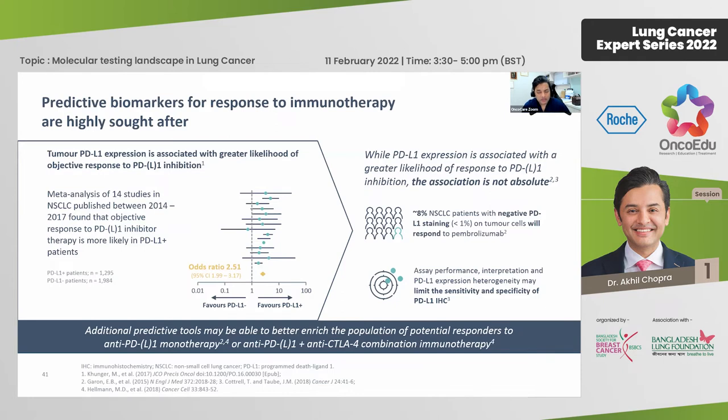The other interesting aspect of these NGS panels is that they may be helpful in also choosing patients for immunotherapy. We know that PD-L1 expression is a commonly used biomarker for predicting response to PD-L1 inhibition or immunotherapy. But this association is not absolute. We also know from multiple trials now that almost 8% of lung cancer patients with negative PD-L1 staining may still respond to pembrolizumab or other immunotherapy drugs.